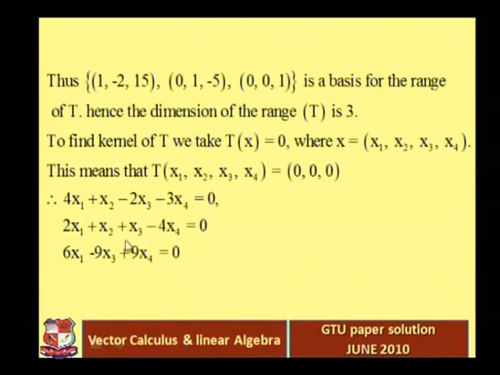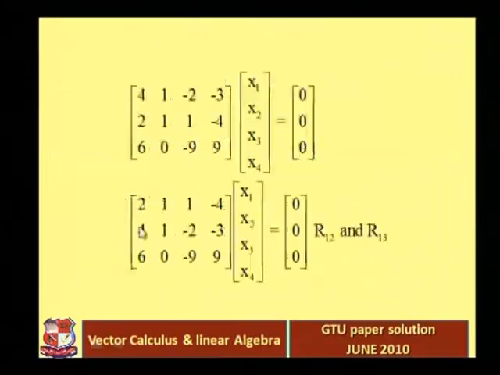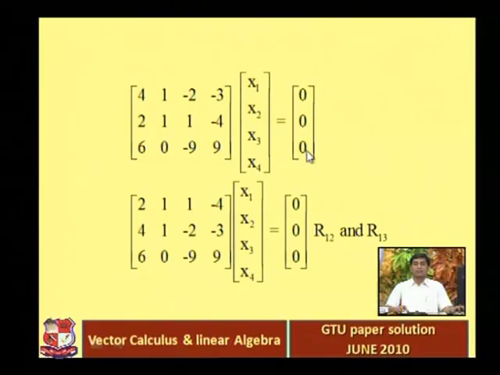Now we want to solve these 3 equations, so that's why we use an augmented matrix. The first row is 4, 1, minus 2, minus 3. The second row is 2, 1, 1, minus 4, and the third row is 6, 0, minus 9, 9, times x1, x2, x3, x4, that is equal to 0, 0, 0.